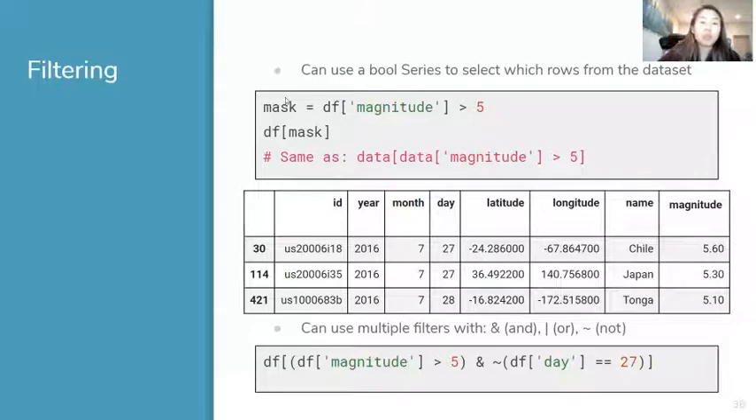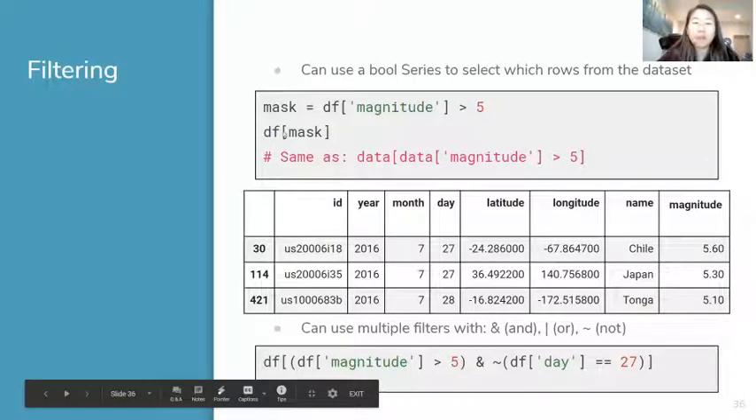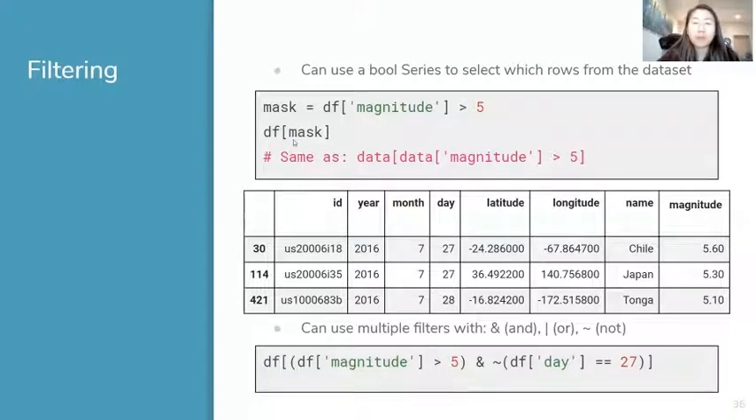There's also another thing in data frames called filtering. We can use a bool series to select which rows from the data set. So first we define a mask, which is the following. We have the data frame of the magnitude column, and we want to make sure that it's greater than 5. So the data frame of the mask is the following.